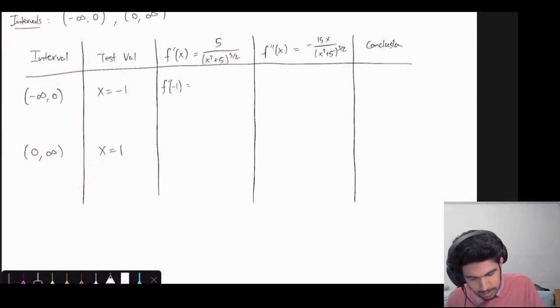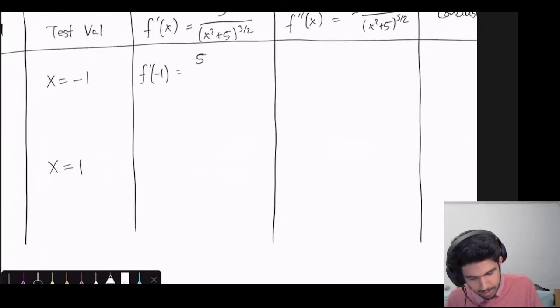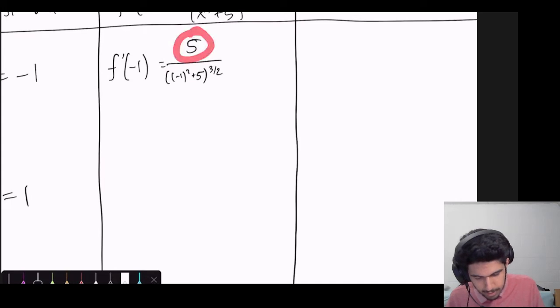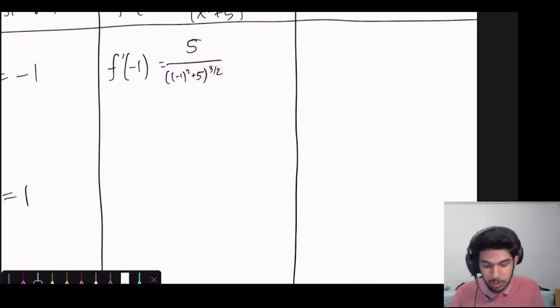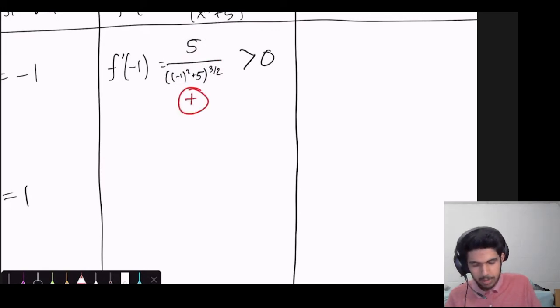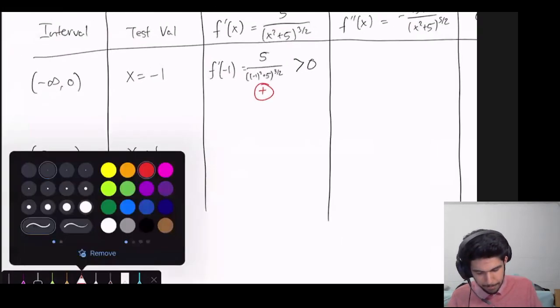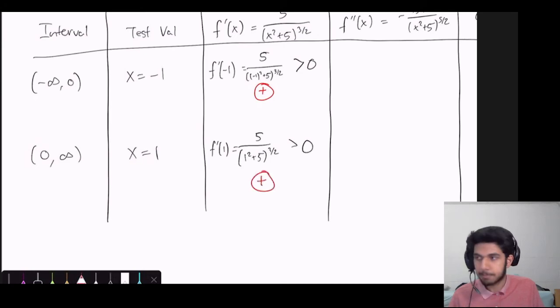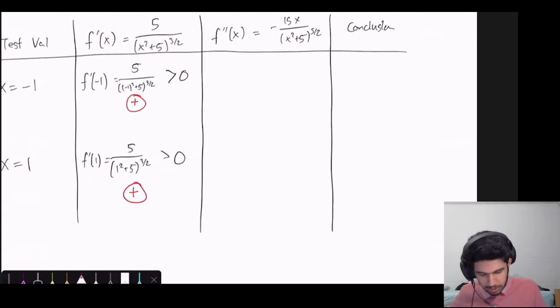f prime of -1 equals 5 divided by (-1 squared plus 5) to the 3 halves. This is positive. -1 squared is positive plus 5 is positive. When we take the 3 halves power, that will also be positive. So positive divided by positive is still positive. So that's a plus sign there. Here we do f prime of 1. This is 5 over (1 squared plus 5) to the 3 halves. By very similar logic, that will also be positive. Cool.